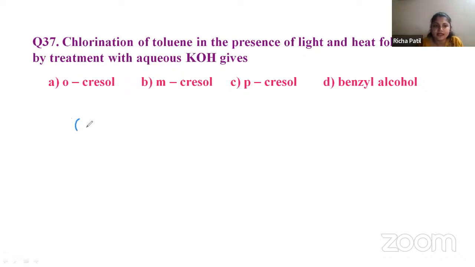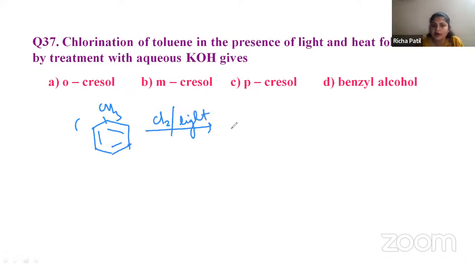So C6, what you are doing is chlorination on toluene. Toluene is C6H5CH3. In the presence of Cl2 and light, the CH3 will be replaced. One of the hydrogen atoms will be replaced by Cl, giving CH2Cl. This is benzyl chloride.